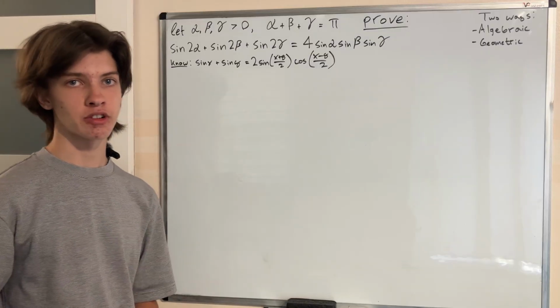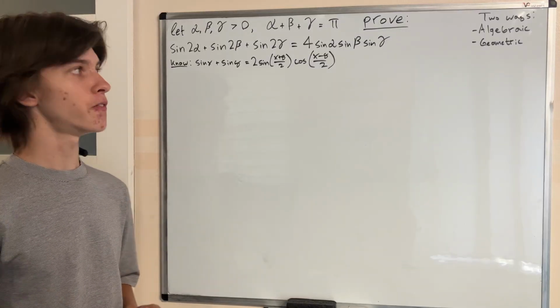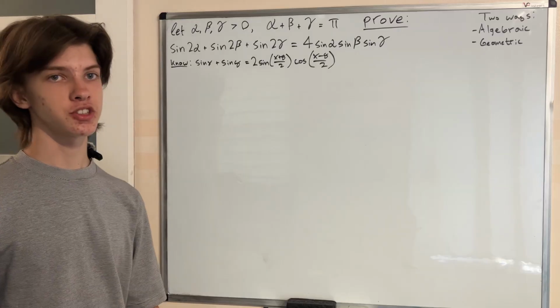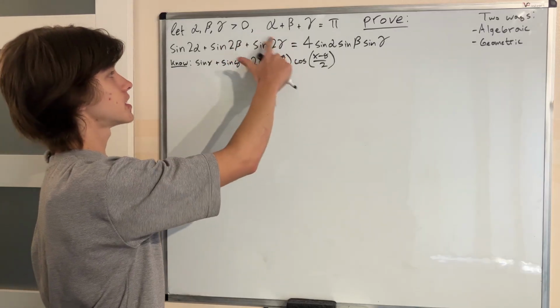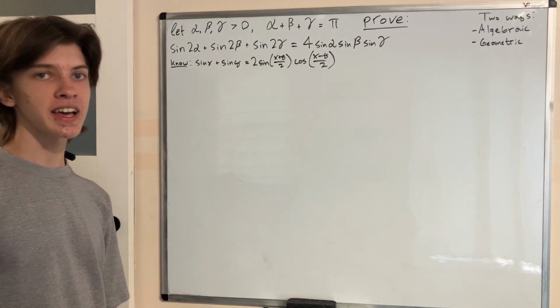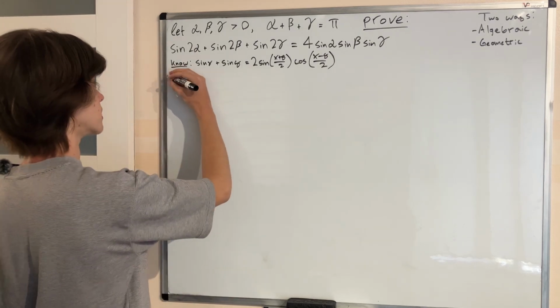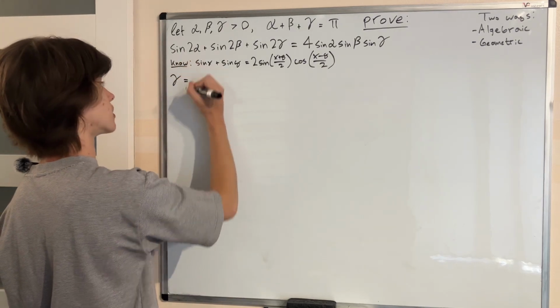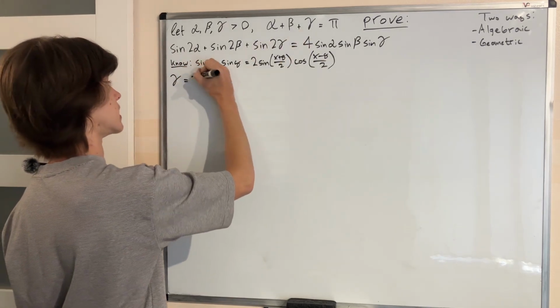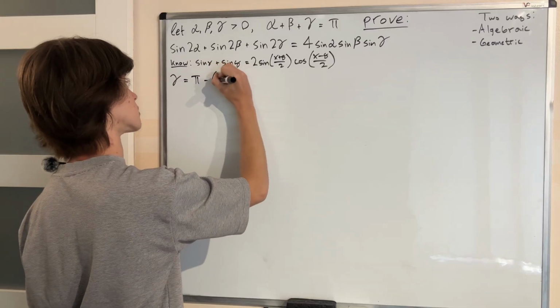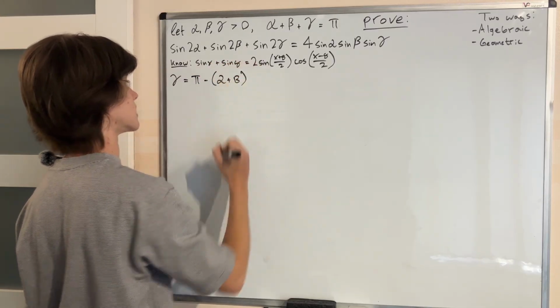So this is going to show up very briefly, but first we can do one more thing in order to make this problem a bit easier. Let's make use of our condition that alpha plus beta plus gamma equals pi. We can then isolate one of the variables, such as gamma, and show that it's equal to pi minus the sum alpha plus beta. We just move over the terms to that side.